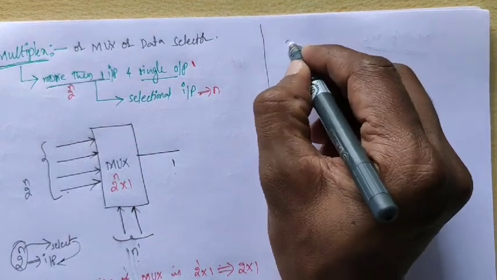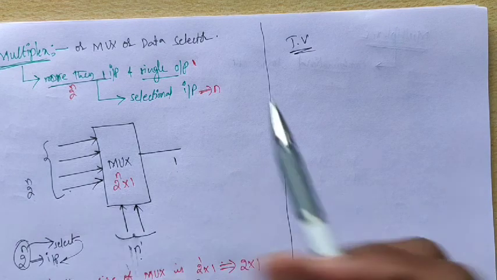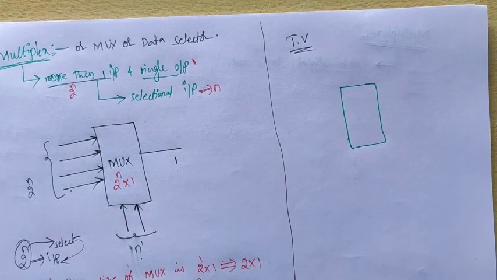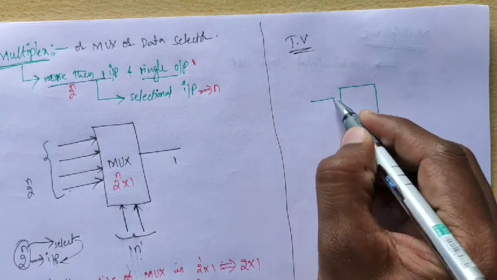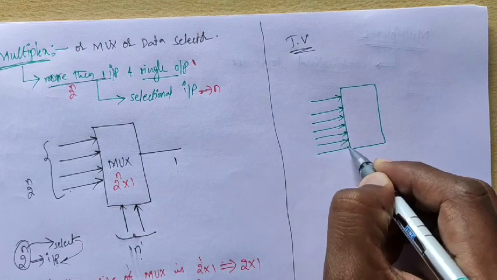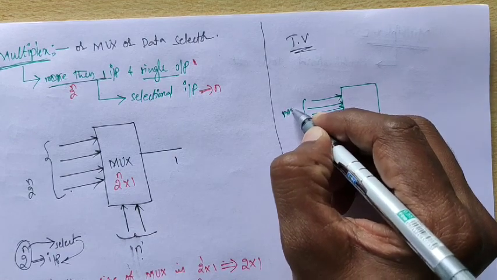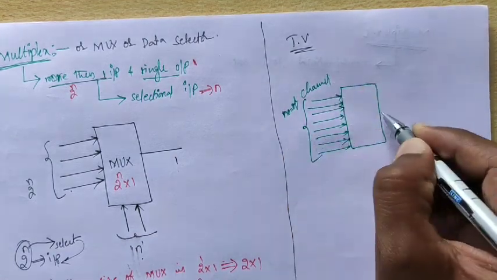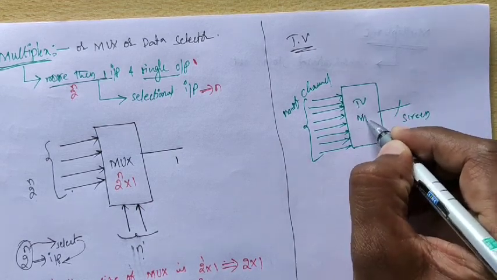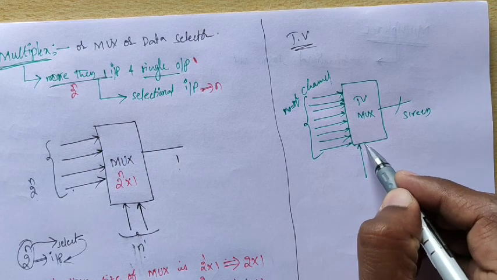Suppose another example, a TV. I'm giving a TV example. Suppose this is a TV. What are the possible inputs? Inputs means the number of channels. This is the number of channels, and this is the screen. So this is the TV multiplexer. How do we select these channels? By using a remote.